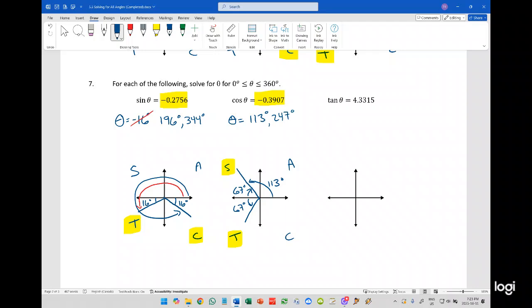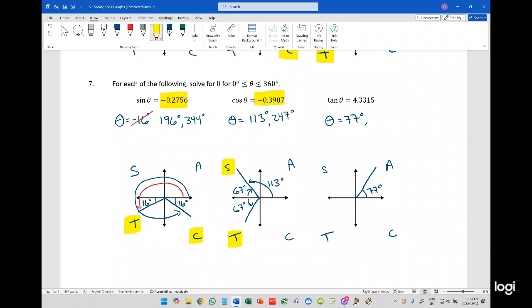All right, the tan one. Here we have a positive tan, 4.3315. Second function tan. And the answer to that, at least one of the answers, is 77 degrees. So that's going to be something like here. And I'm going to put CAST on there again.